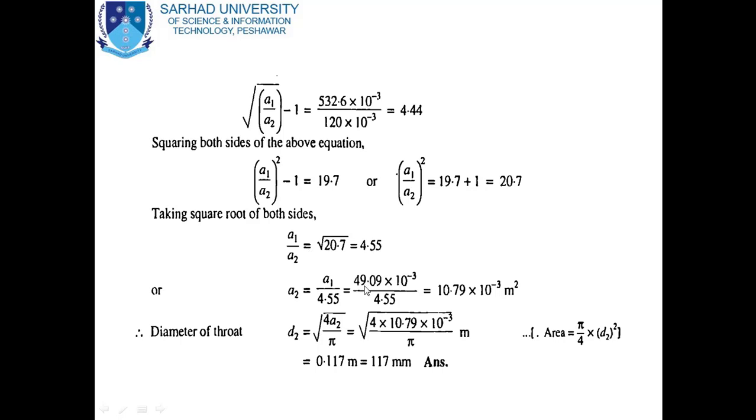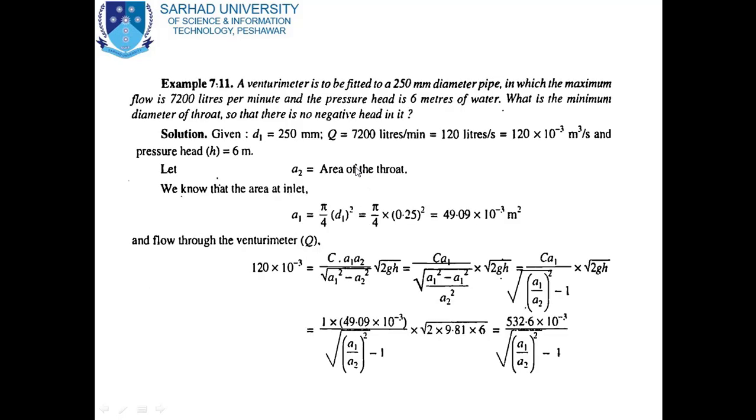A1 is 49.09 into 10 to the power minus 3, already found. So divide this by 4.55. We will get the value of A2, which is equal to 10.79 into 10 to the power minus 3 square meter. Now find out the value of D2, as A2 is equal to pi by 4 D2 square. So D2 is equal to under the root 4 A2 divided by pi. Put all the values, you will get the value of D2, which is equal to 0.117 meter, that is equal to 117 millimeter, that is the diameter of the pipe at the throat. And this is the answer of our example 7.11. Also, this is the end of our today's lecture.